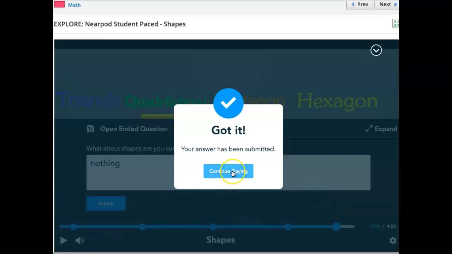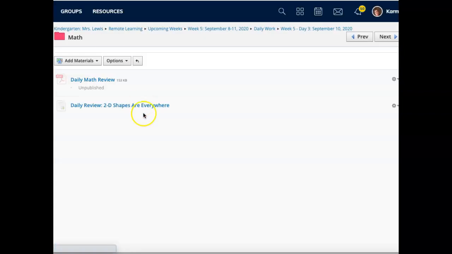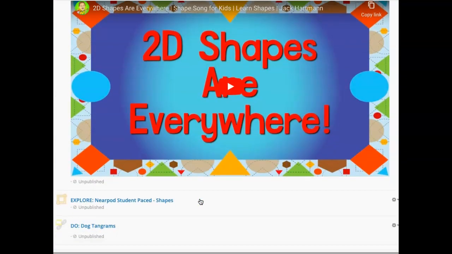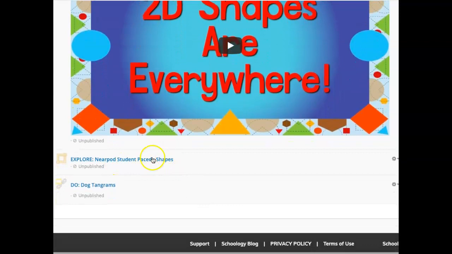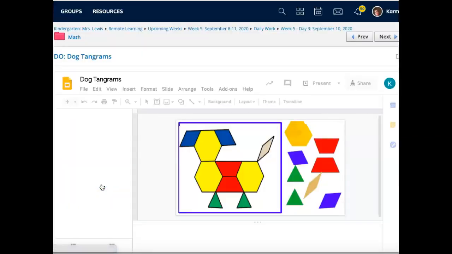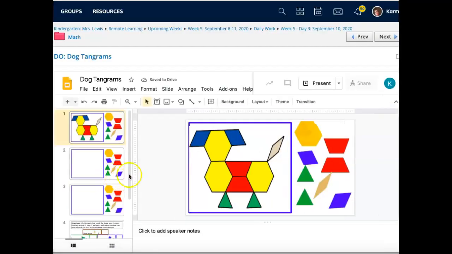You guys did awesome. So next we're going to go back into our math folder and we're going to scroll down. And here is that Nearpod that you can watch on your own if you want to, and you can try to answer the questions yourself. And then after you look at that again, you can go here where it says Do Dog Tangrams. I'm going to click on that and it brings me to all of these awesome slides.